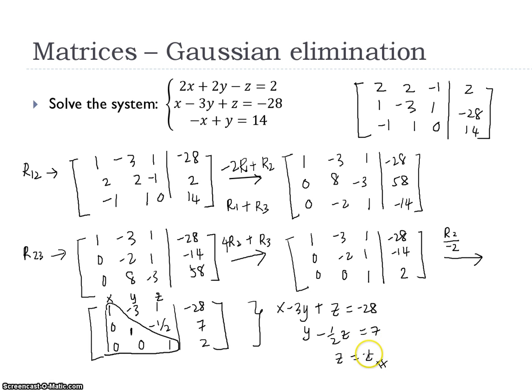So now we will use z equals 2 and substitute into the second equation. So if we substitute into the second equation, we will get y equals 8. Finally, if we need to find x, we will do exactly the same thing. We will substitute z equals 2 and y equals 8 into the first equation. So we have x subtract 3 multiply 8 plus 2 equals negative 28. And when we solve it, we get x equals negative 6. So the solution set will be negative 6, 8, and 2.